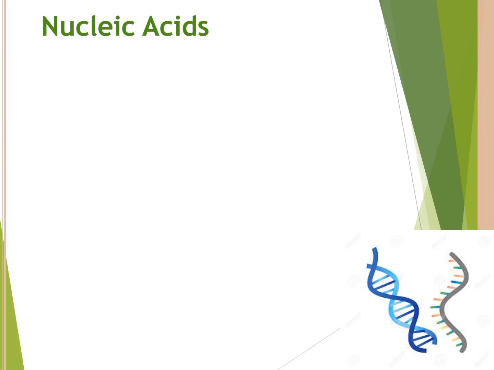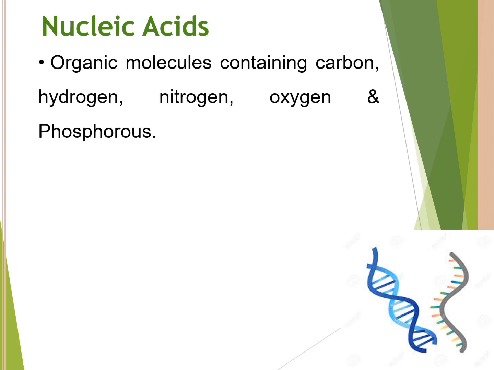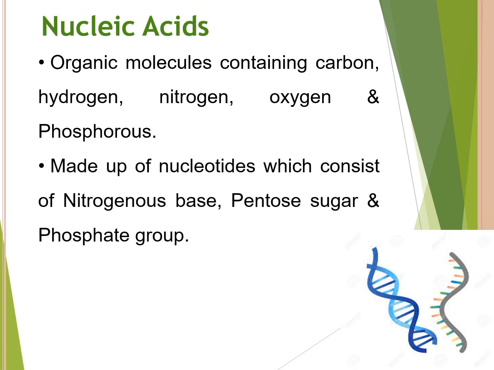What are nucleic acids? Nucleic acids are named because they were first discovered in the nuclei of cells. Nucleic acids are huge organic molecules that contain carbon, hydrogen, oxygen, nitrogen, and phosphorus. A nucleic acid is a chain of repeating monomers called nucleotides. Each nucleotide consists of three parts. One is a nitrogenous base, the second part is a pentose sugar, and the third is a phosphate group.